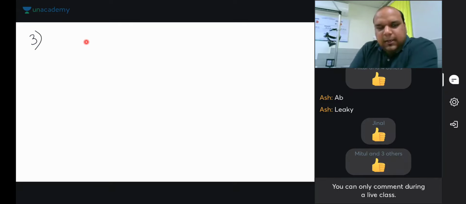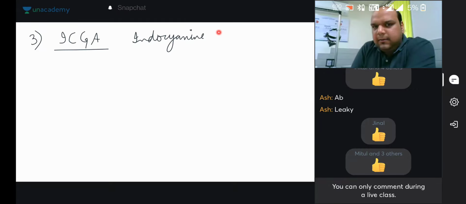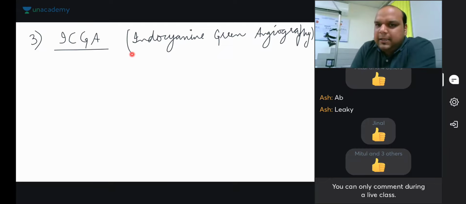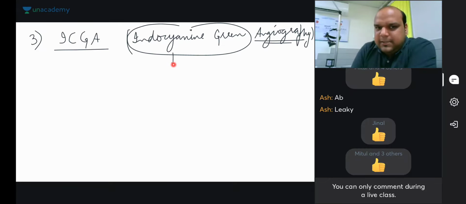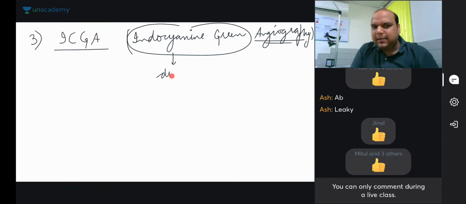Third investigation, everybody. Third investigation is ICGA. The full form of ICGA is Indo-Cyanin Green Angiography. See, again, it is also angiography. But now what is the dye? The dye now is Indo-Cyanin Green. So the difference which has occurred is actually in the dye. Am I clear, everybody? The dye is Indo-Cyanin Green.